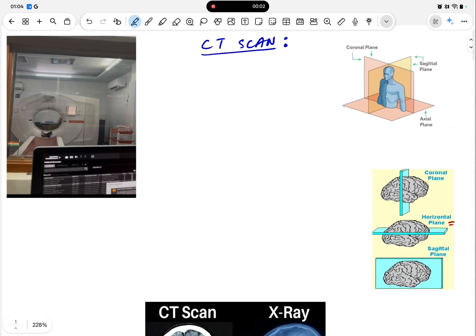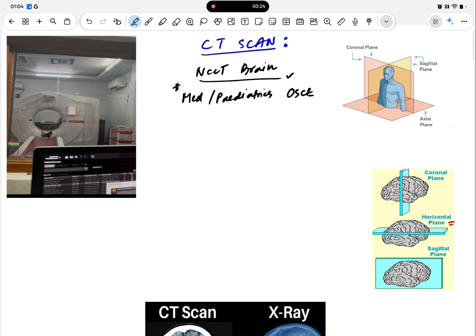In this video, I will be talking about CT scan, basics of CT scan, mainly NCCT brain. This is a very important topic in case of medicine or pediatrics, OSCE, because a CT scan may be given and we can be asked to diagnose.